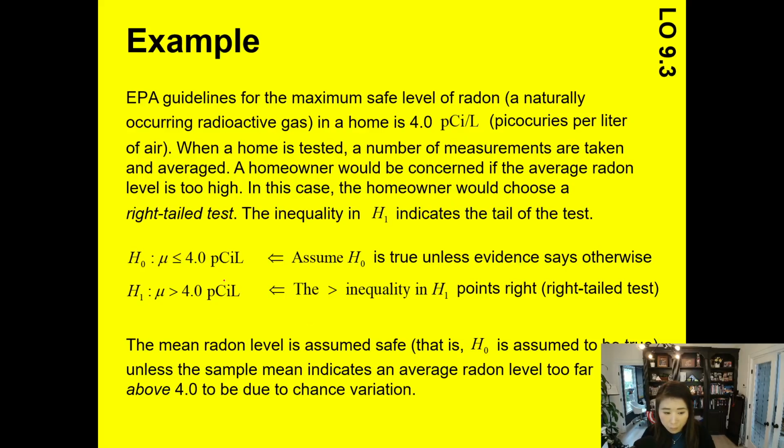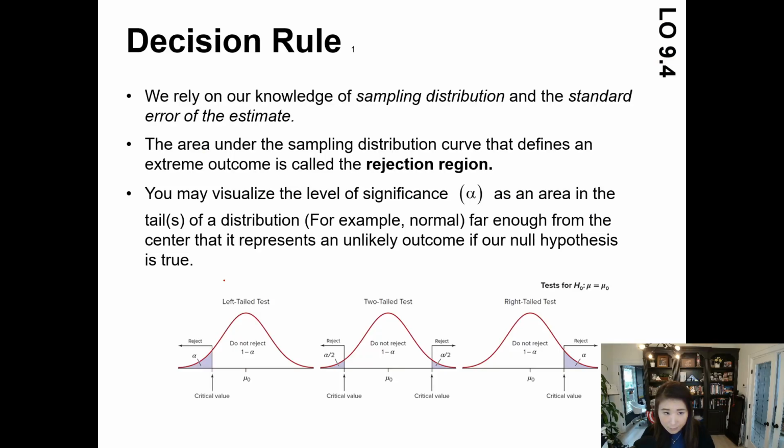Okay, so now you know how to set up the hypothesis. Now let's look at the decision rule. I already introduced it in the chart in my first couple of minutes. We rely on our knowledge of the sampling distribution and the standard error of the estimate, which we covered in the last chapter. The area under the sampling distribution curve that defines an extreme outcome is called a rejection region. Think about the sampling distribution: everything we're focusing on is within this threshold, and now we're looking at the area outside that threshold. You can see the shaded area.